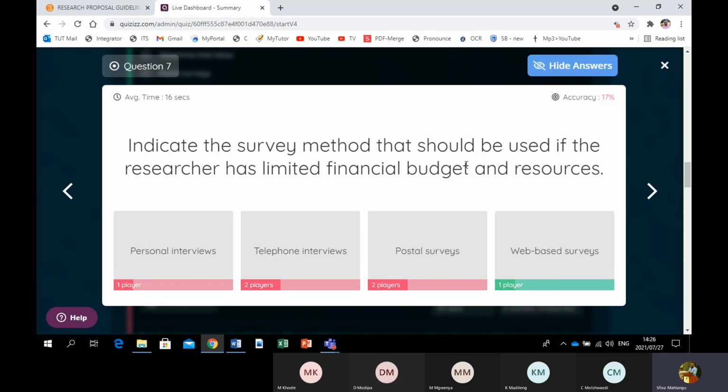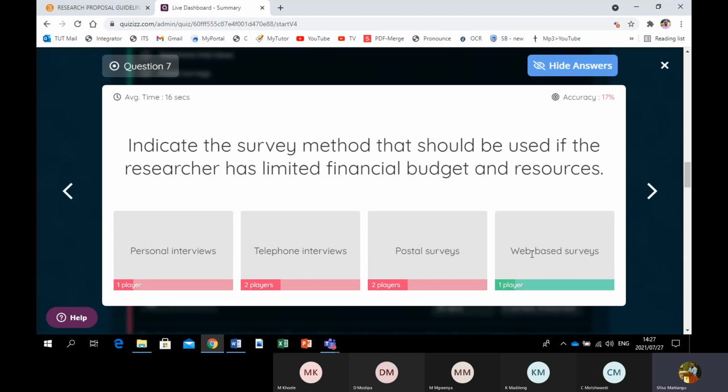So this question, if you look at it, it says the method that should be used if the researcher, so this is about the researcher rather than the respondents, the researcher himself, he has no financial budget. For example, we say conduct research, but we only have 5,000 for this research project. You already know personal interviews are going to cost you a lot, so we can eliminate this, we can eliminate this.